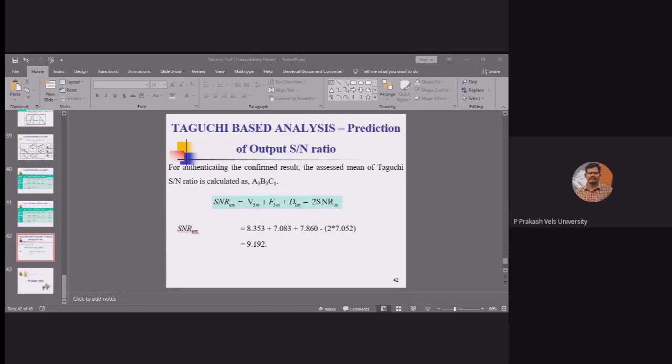Okay, sir. Then is it necessary to keep the level interval uniform? Yes, sir. In Taguchi, it is the most important thing that we keep it uniform. Okay, thank you, sir. Any other questions, sir?